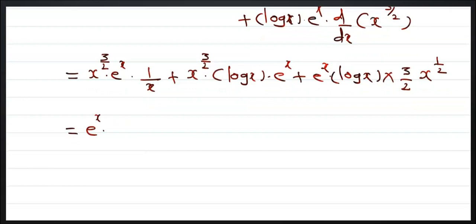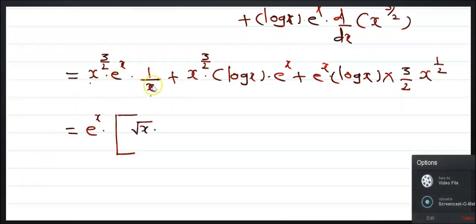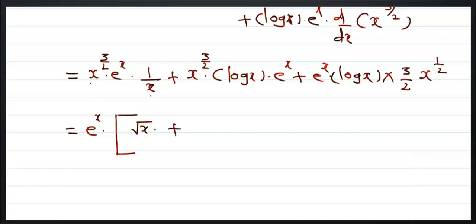E raised to x. Take the common. See how root x came here. X raised to 3 by 2 upon x. X raised to 3 by 2 means what? x into root x. Therefore root x is remaining here. X raised to 3 by 2 log of x.